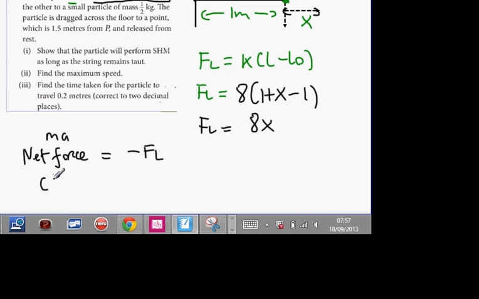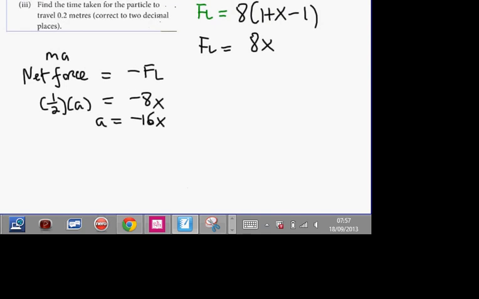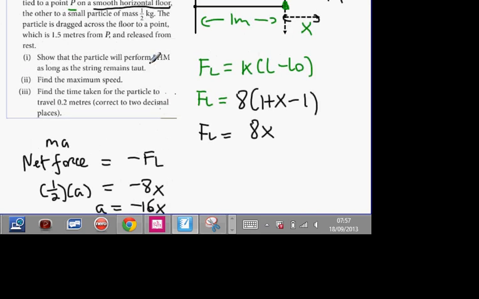The mass of the particle is 0.5 kilogram. The acceleration is a, and it equals minus 8x. Bring up the half: a is equal to minus 16x. This is simple harmonic motion because the acceleration is in the opposite direction to the displacement. a is equal to minus omega squared x. Therefore, omega squared equals 16, so omega equals 4. Show the particle performs simple harmonic motion as long as the string remains taut.